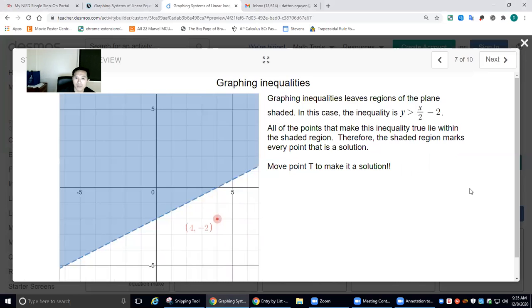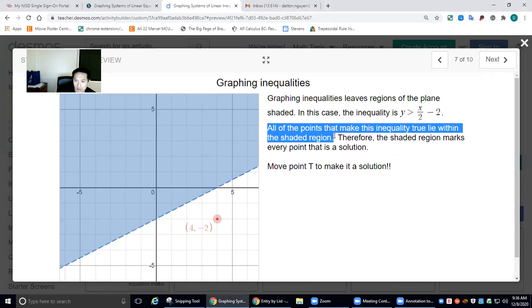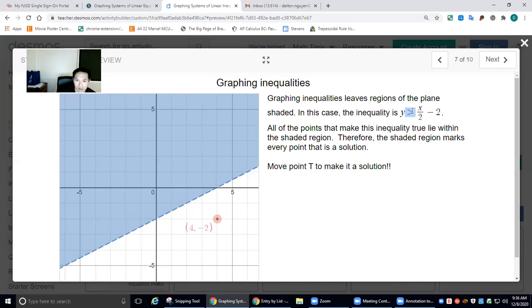Next question. Again, same equation. Graphing inequalities leave regions of the plane shaded, but in this case, the inequality is y is greater than x over 2 minus 2. All the points that make this inequality true lie within the shaded region. So that's a big definition there. All the points that make this inequality true lie within the shaded region because of this inequality. So now you can move this point. So guys, tell me, where should I move this point to make it a solution?